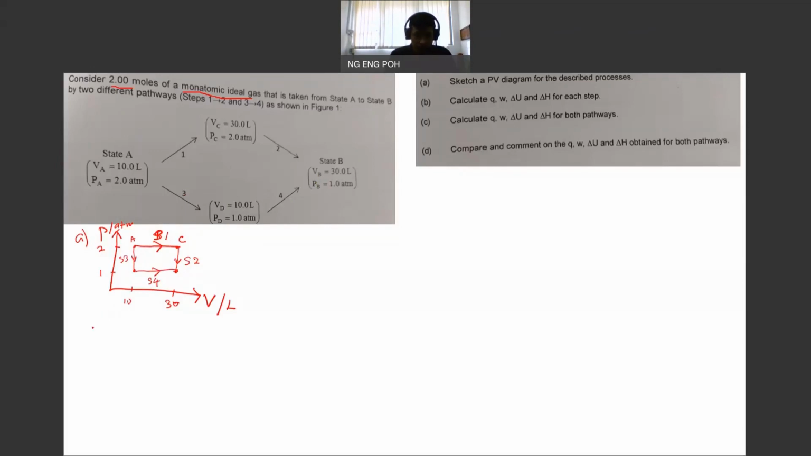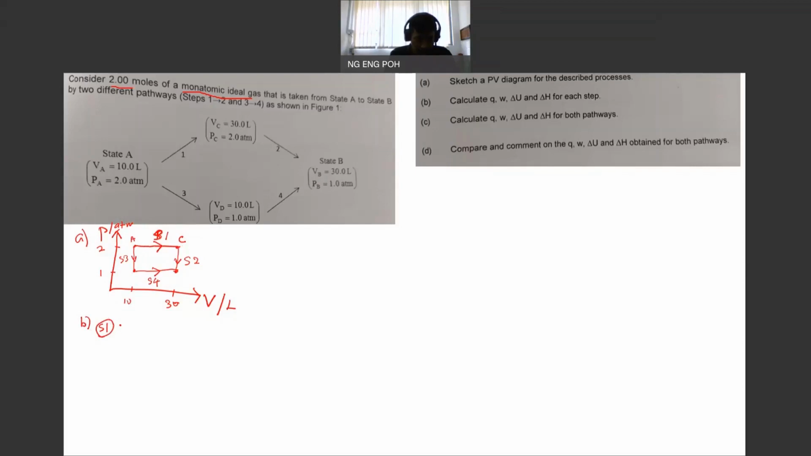And for part B, you need to calculate Q, W, delta U, delta H for each step. Now we calculate first for step 1. For step 1, this is an isobaric process at 2 atm, where you can see the expansion from 10 liters to 30 liters. So this is an expansion process.